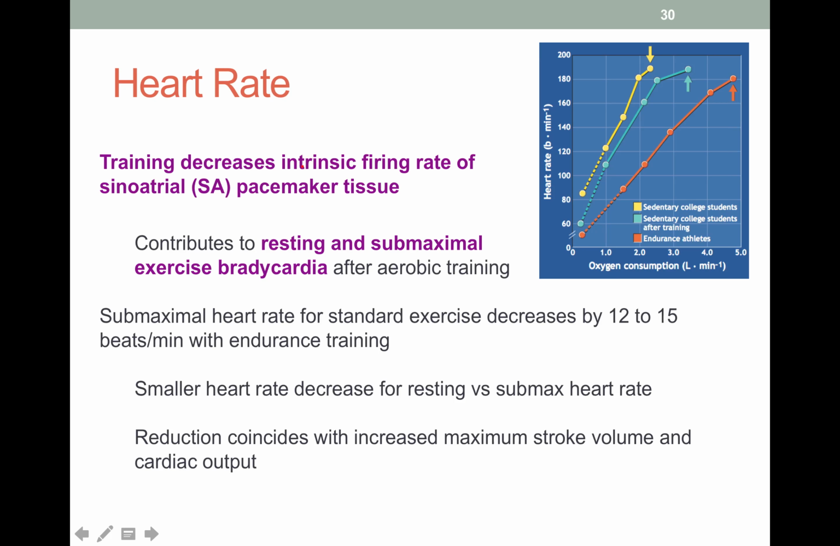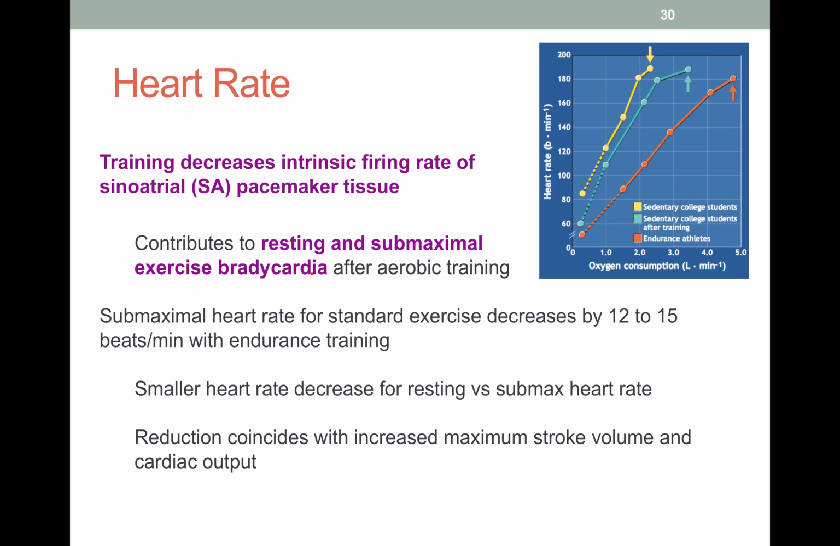Okay, so like we just saw, submaximal heart rate for standard exercise decreased by 12 to 15 beats per minute. That's an average. Of course, there will be variation, especially depending on the level of exercise intensity, because for a given intensity we see an even greater difference. There's going to be a smaller change in resting heart rate than submaximal heart rate, and this coincides with an increased maximum stroke volume and cardiac output. So while stroke volume and cardiac output are going up, simultaneously, heart rate is going down. Those adaptations are happening at the same exact time.